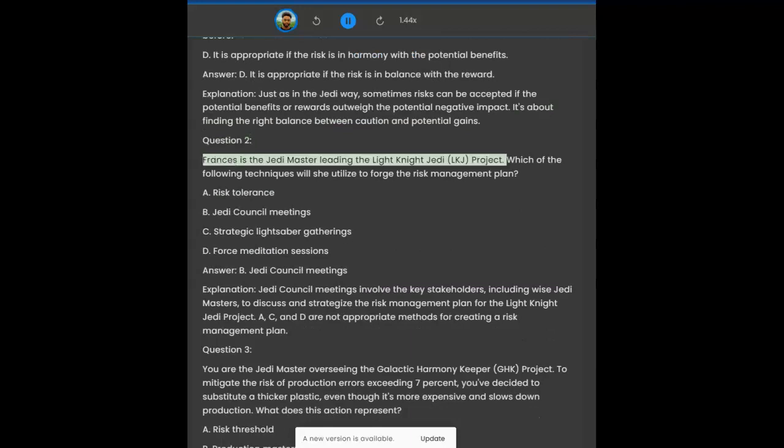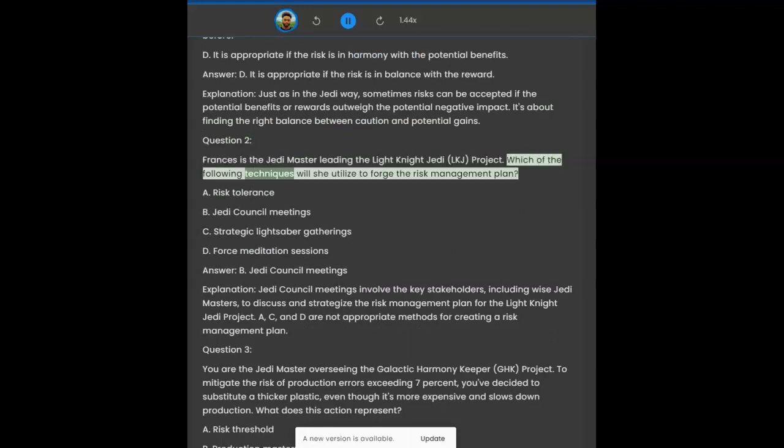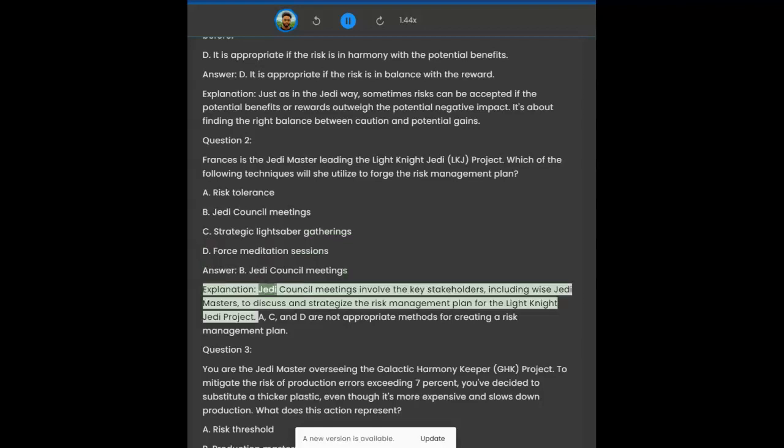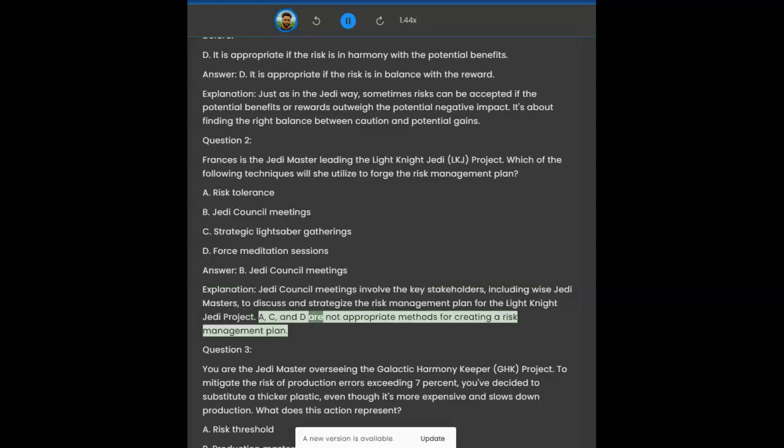Question 2. Frances is the Jedi Master leading the Light Knight Jedi Project. Which of the following techniques will she utilize to forge the risk management plan? A. Risk tolerance. B. Jedi Council meetings. C. Strategic lightsaber gatherings. D. Force meditation sessions. Answer: B. Jedi Council meetings. Explanation: Jedi Council meetings involve the key stakeholders, including wise Jedi Masters, to discuss and strategize the risk management plan for the Light Knight Jedi Project. A, C, and D are not appropriate methods for creating a risk management plan.